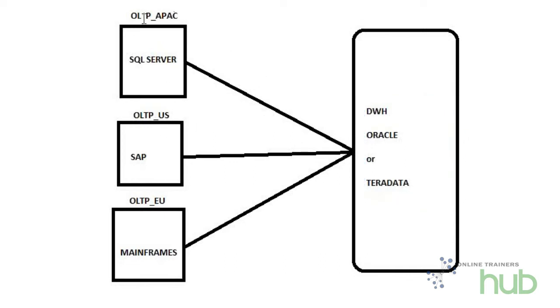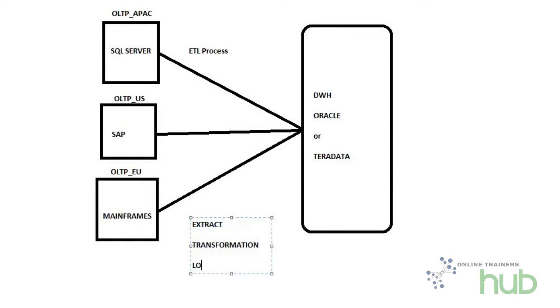The process of integrating the data from all these OLTP applications into a centralized place, your data warehouse, is called the ETL process. ETL stands for extract, transform, and then load. So what is the meaning of extraction? What is the meaning of transformation? And what is the meaning of load?